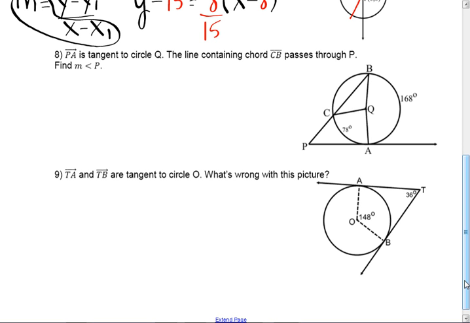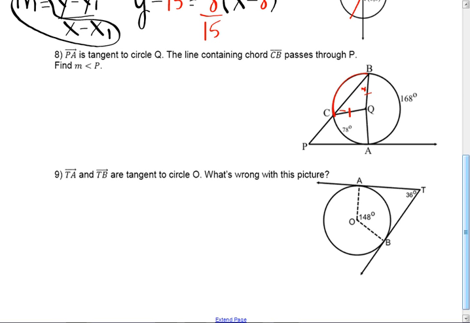Number 8. We did this problem in class. Do you want me to do it again? We did this problem in class except for angle P. What's true about these two angles? They're the same. So I called that x, and I called this x. Now, I have to find this arc.